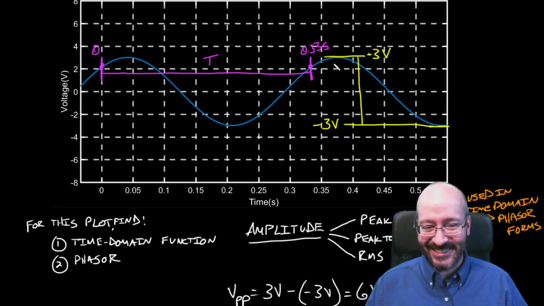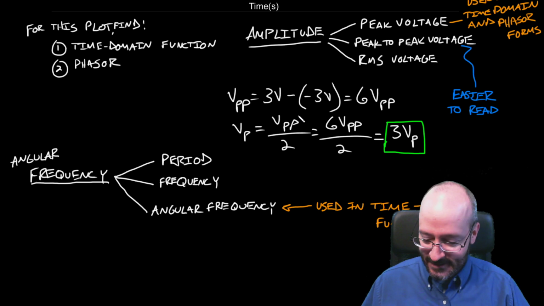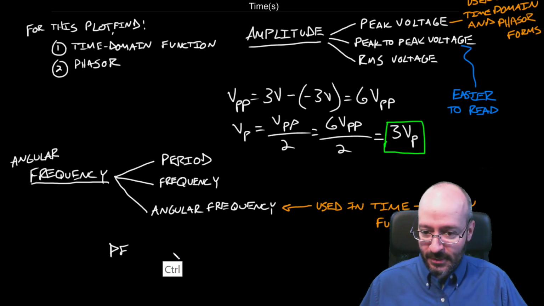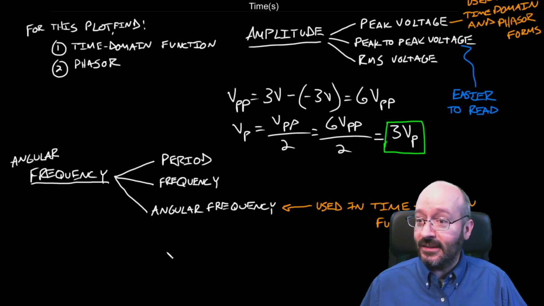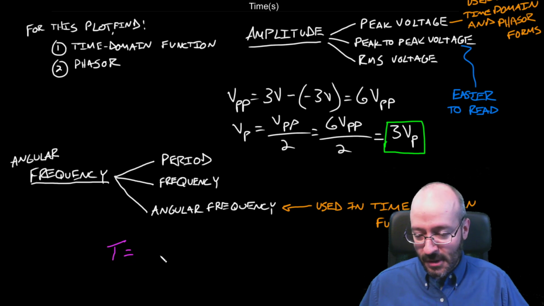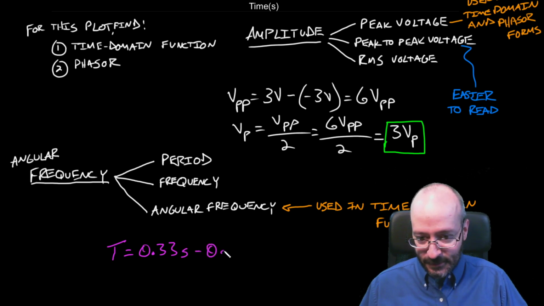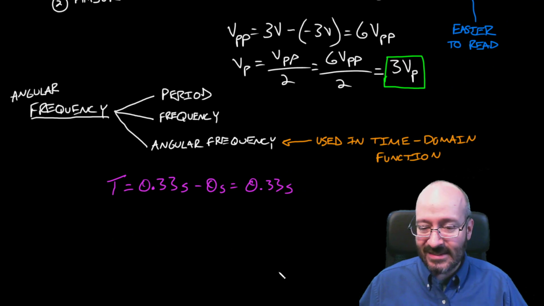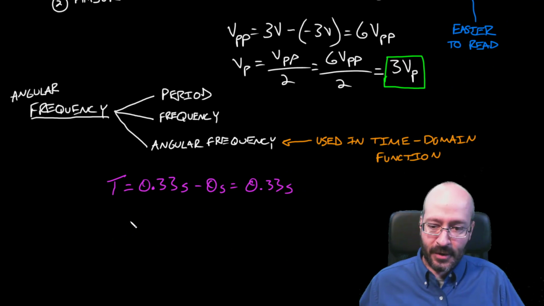So we got to measure that distance. Let's come down here and find the period. You know what, let's do it in that gaudy pink so it lines up with the color that we marked the graph with. 0.33 seconds minus 0 seconds equals 0.33 seconds. So that's our period. So that's useful, but it's not what we're going to use when we write out this function.